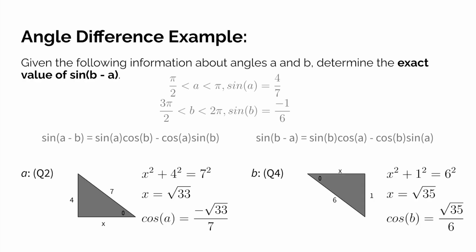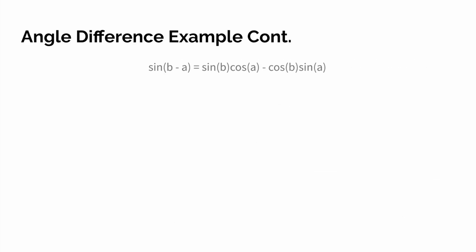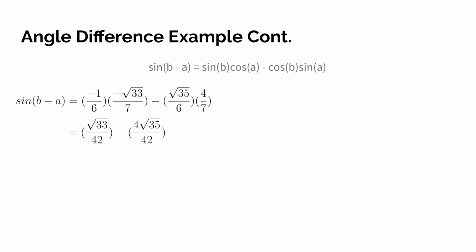Cosine is positive in quadrant 4, and so our cosine value will be positive. Now we will plug those values we just found back into our equation. Next, we will multiply those across to simplify down to 2 terms. Because these have the same denominators, we can combine like terms and make them all into one fraction, which is the square root of 33 minus 4 times the square root of 35, all over 42. And that is the exact expression that it asks us for of sine of b minus a.